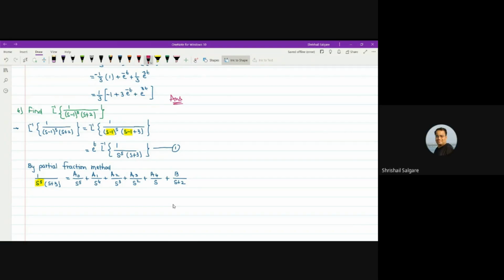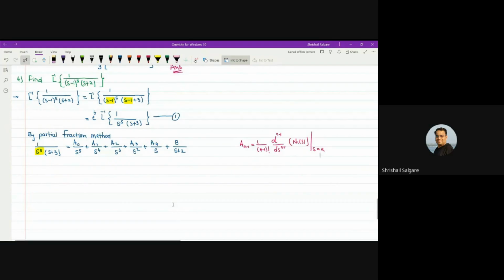Once again I will write the term. What is the formula? A n minus 1 is given by 1 upon n minus 1 factorial into the n minus 1th derivative of n1s at s is equal to a. Okay, I will scroll a little bit up. B upon s plus 3, not 2. I was taking 2. It's very good. It is 3 in the new case. Okay, it is s plus 3. Thank you. Now the next one.